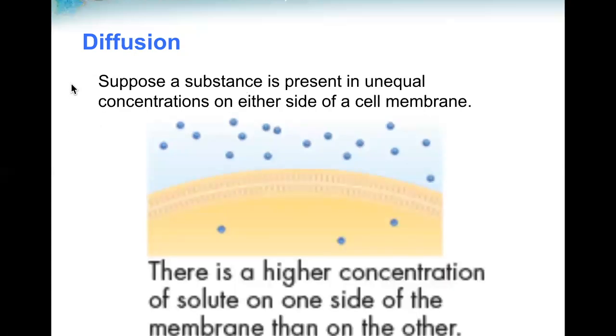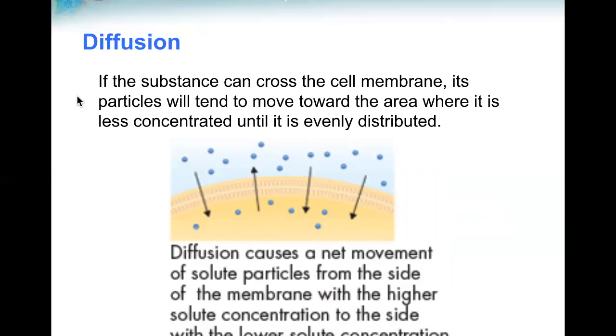Suppose a substance is present in unequal concentration on either side of the cell membrane, higher concentration, lower. If the substance can cross the cell membrane, its particles will tend to move toward the area where it is less concentrated until it is evenly distributed. One comes in, some might go out, but then more come in. Diffusion causes a net movement of solute particles from the side of the membrane with the higher solute concentration to the side with the lower solute concentration.